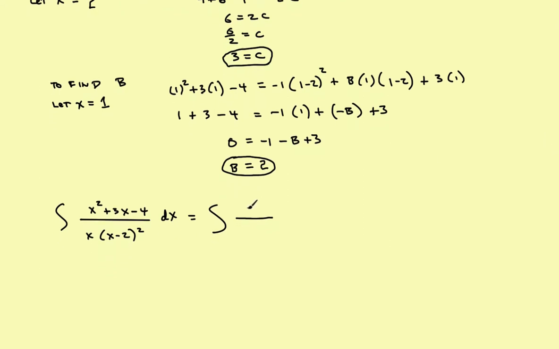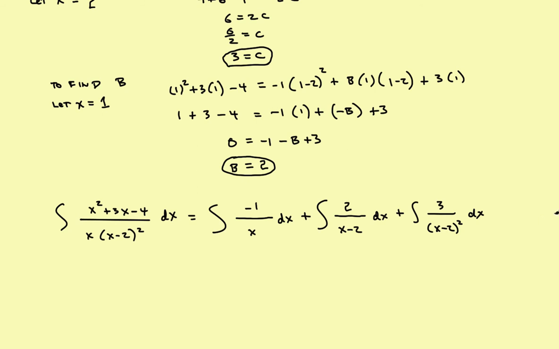So this would be minus 1 over, and that first term was x. This will be dx. We'll split it up into 3 separate integrals, plus the integral from, and B was 2, and this was over x minus 2 dx. And then finally plus C was 3, so this would be the integral of 3, and the denominator here was x minus 2 squared dx. So what you've done is changed it from a complicated problem into 3 fairly simple integrals.